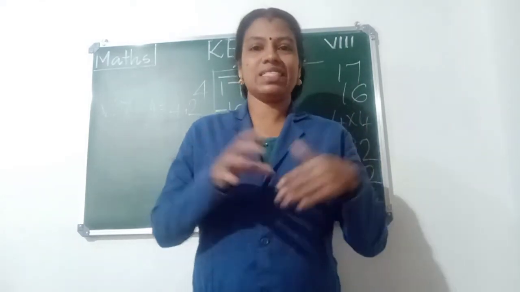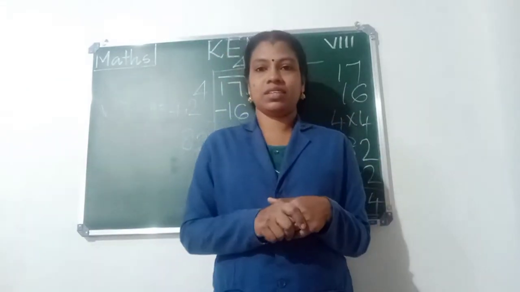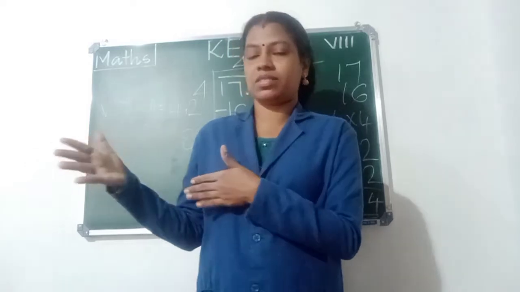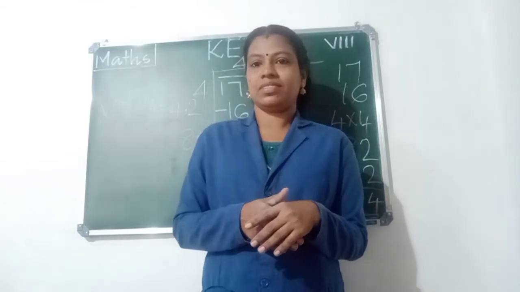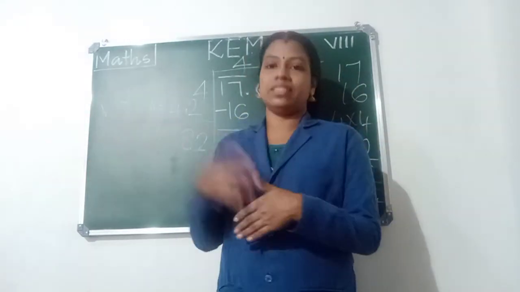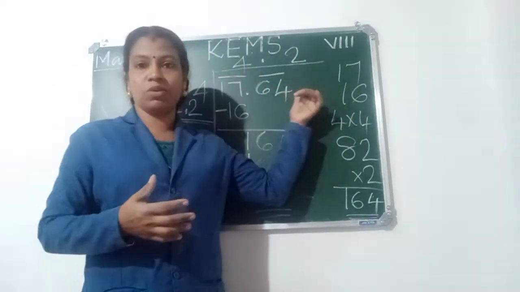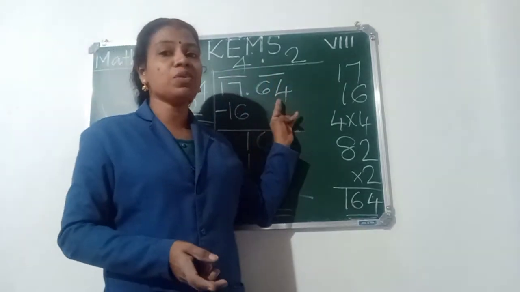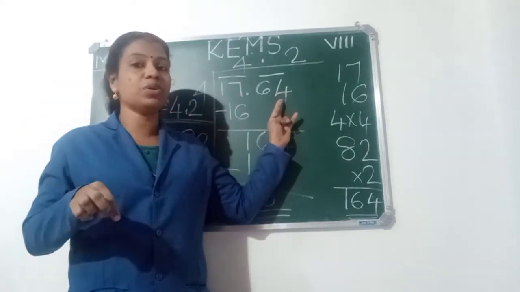Okay, let's check it. If a perfect square have n digits, then if n is an even number, then their square root will have n by 2 digits. If n is an even number, that is 1764. This is an even number, 4 digit. 4 is an even number. So their square root will have n by 2. What is our n? 4 digit. 4 by 2 equal to.